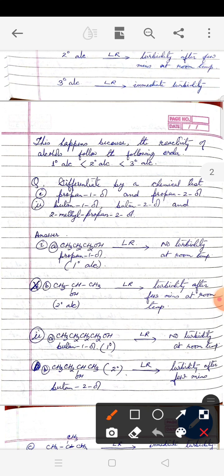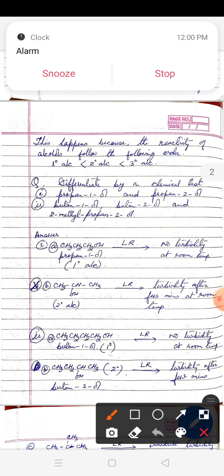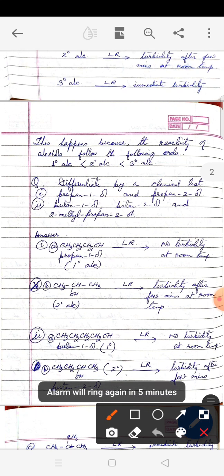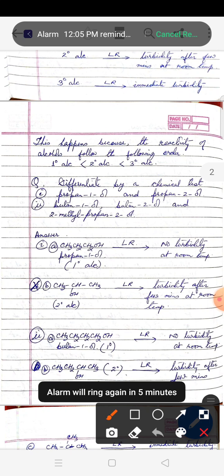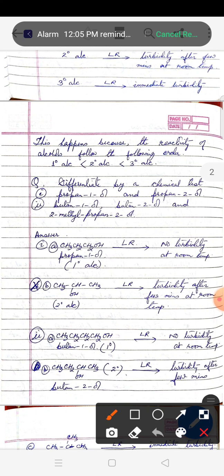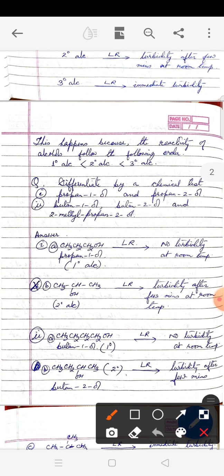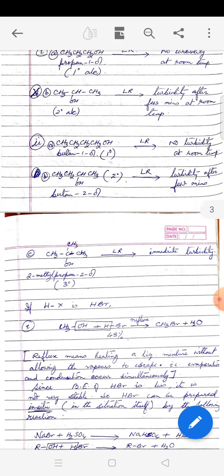Lucas reagent in all the three. The one in which turbidity will appear immediately will be tertiary alcohol. The one in which turbidity will not appear will be primary alcohol, and the one in which turbidity will appear after a few minutes is a secondary alcohol. That's how Lucas reagent helps us in differentiating between different types of alcohols.